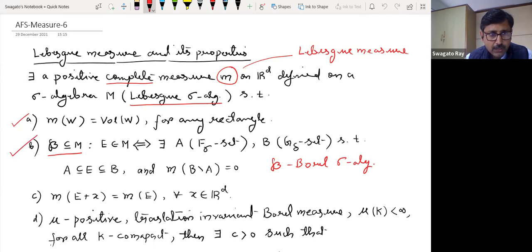And this, we don't have to prove anything. It comes straight away from the Riesz representation theorem. So what we need to do today is basically to prove C, D, and E. The property C is called translation invariance.